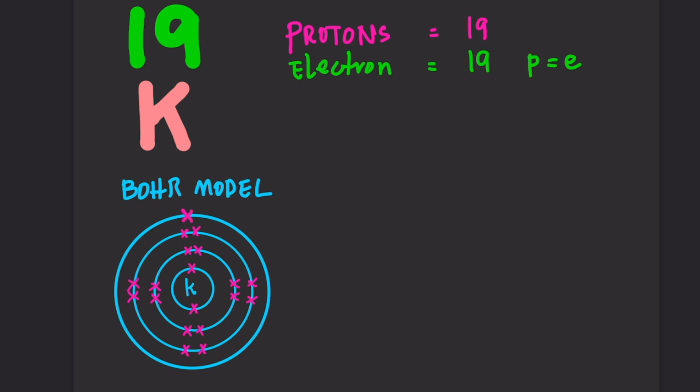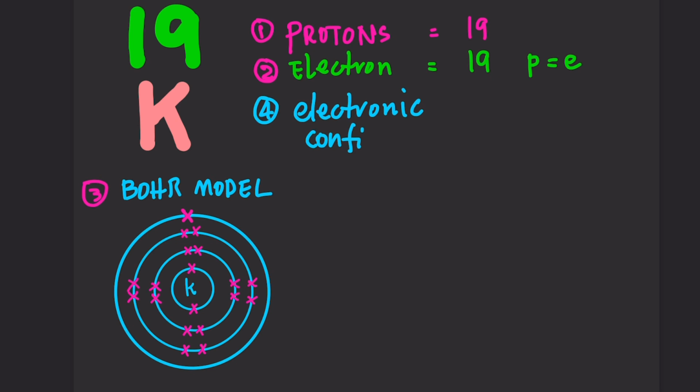There you go. So just by knowing the atomic number, I can tell you how many protons, tell you how many electrons. I can draw the Bohr model, okay? And because I can draw the Bohr model, I can tell you the fourth piece of information, which is the electronic configuration. Basically, it's just telling you how many electrons are in each shell.